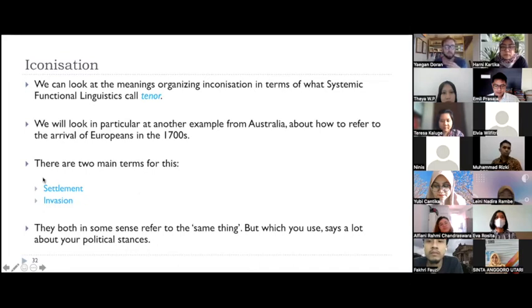There are two main terms in Australia for the arrival of Europeans. There are a number of others, but two that get debated very much in political and historical debates in Australia: settlement and invasion. In one sense, they both refer to the same thing, the arrival of Europeans in Australia. But which one you use says a lot about your political stances and your view of history. And it's been the basis of what in Australia has been called the history wars, for about 20 or 30 years, historians in a metaphorical war about the nature of Australian history.